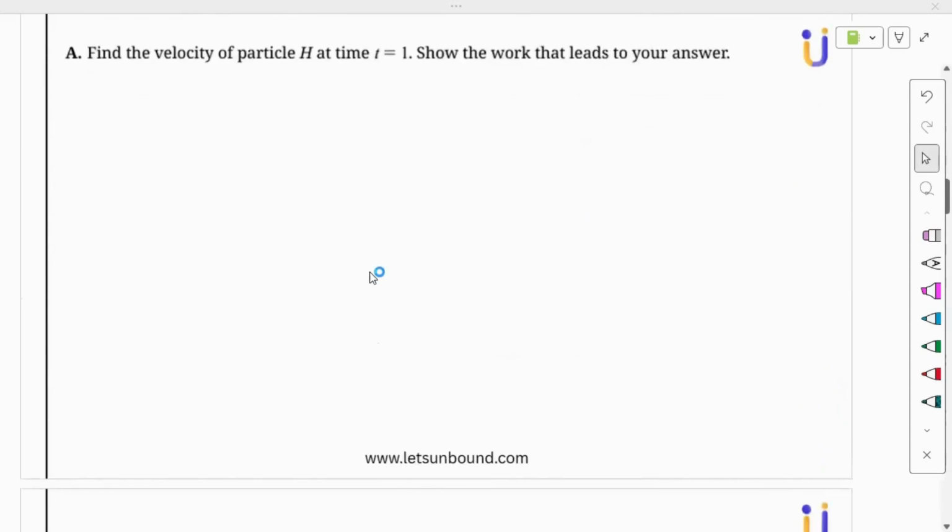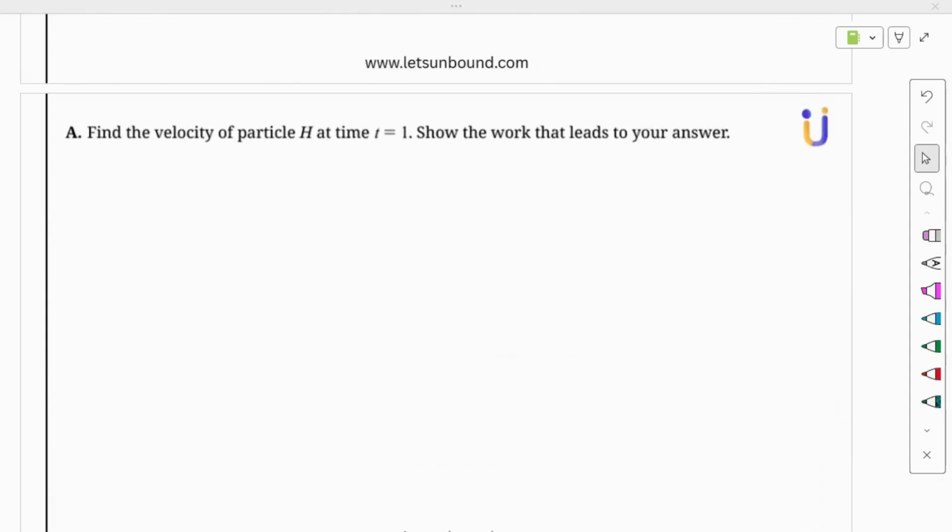Find the velocity of the particle H at time t equals 1. So what is given to me about H? The position function xH of t is given to me. But they are asking about velocity. What will you do? Position is given, we need to find velocity, which means differentiate. Differentiating position, the rate of change of position, gives the velocity. So rate of change is just differentiation.